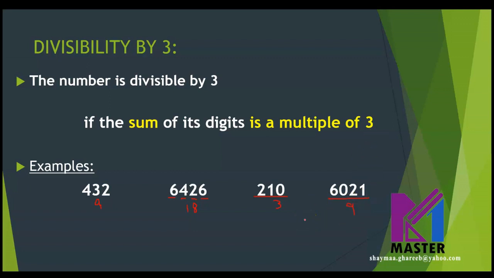So to check divisibility by 3, find the sum of all the digits in the number. If the sum of the digits is a multiple of 3, it could be 3 or 6 or 9 or 12 or any multiple of 3, then the whole number is divisible by 3 or a multiple of 3. This is for divisibility by 3.